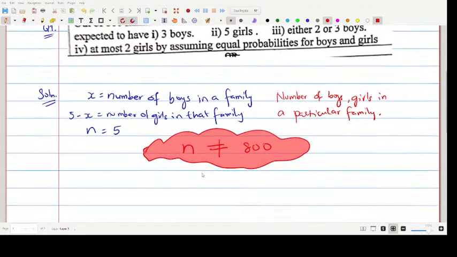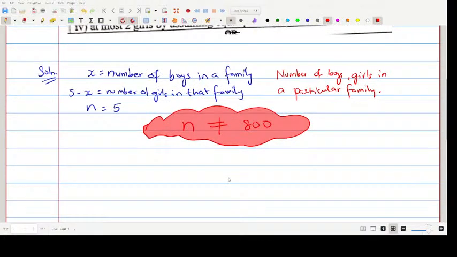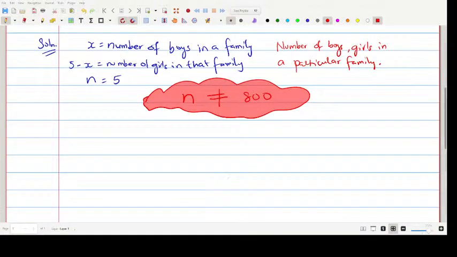We are talking about in one family how many boys are there, in one family how many girls are there, right? That is the fundamental question we are trying to answer. Once we answer that question for just one family, we will be able to understand the number of families with that many boys or that many girls. Okay, so let's get into the problem with more rigor now.